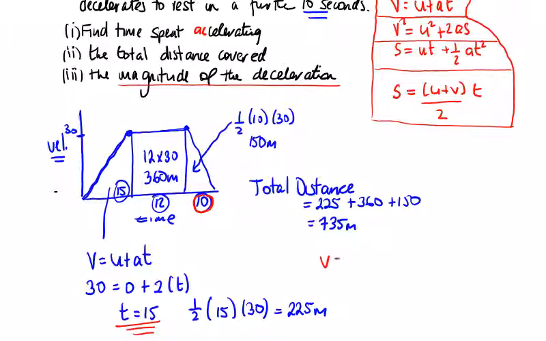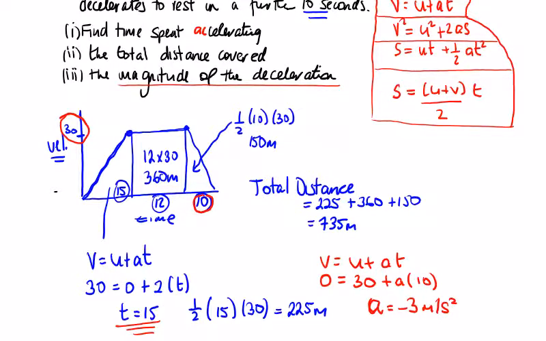So we look at v is equal to u plus at. So the v and the u change around here. My final velocity is 0. My initial velocity is 30 up here. And we have plus a times 10 was my time. So you can see here a is going to be equal to minus 3 meters per second squared. On to question 2.